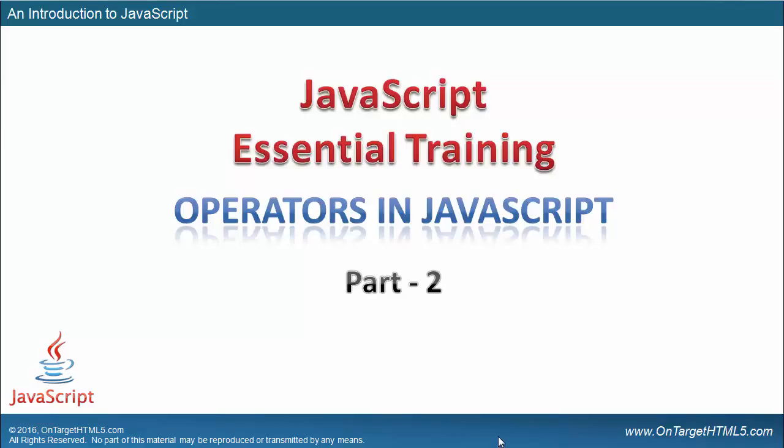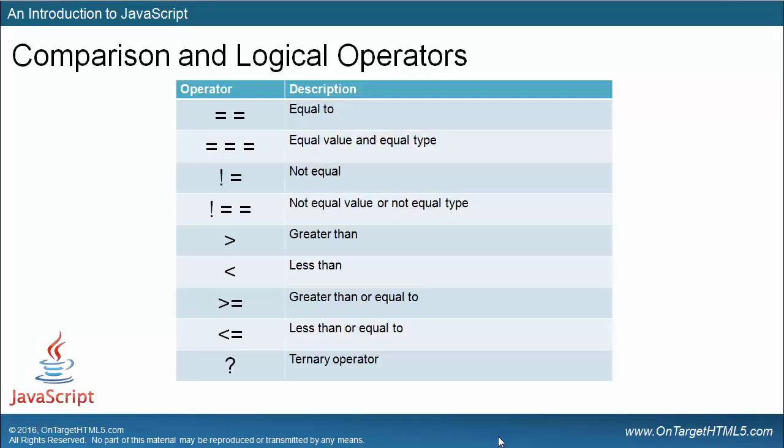So we're actually going to finish up that operators tutorial that we started in the previous tutorial, and we're going to look at the comparison and logical operators. And you'll notice by the chart on the screen that the double equal sign is equal to, the triple equal sign is equal value and equal type, and I'll demonstrate that in the lab because there's a difference between the double and the triple equal. The exclamation point equal is not equal.